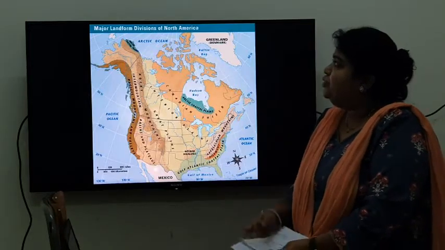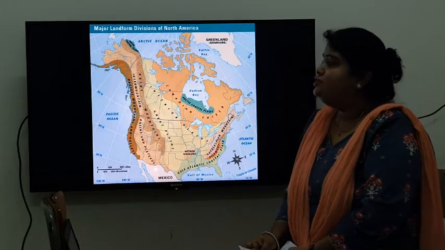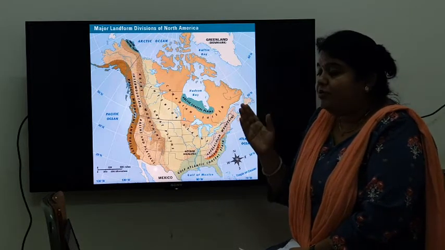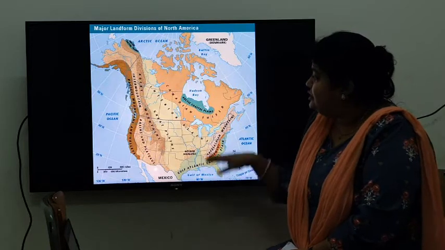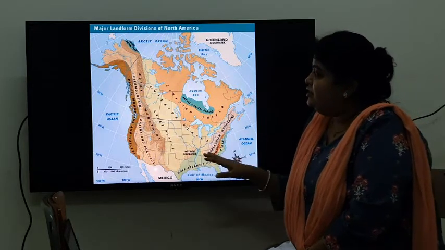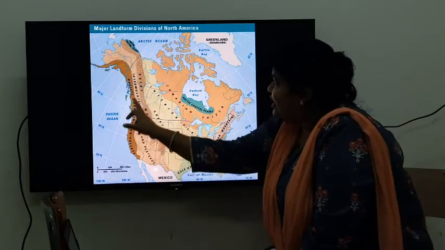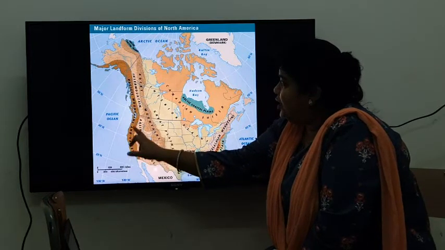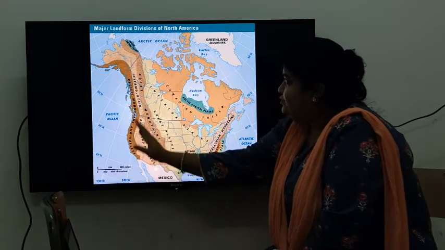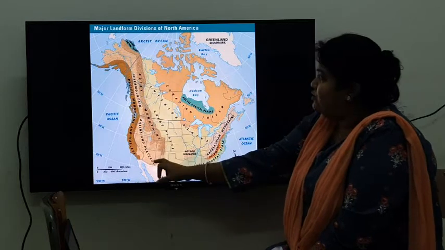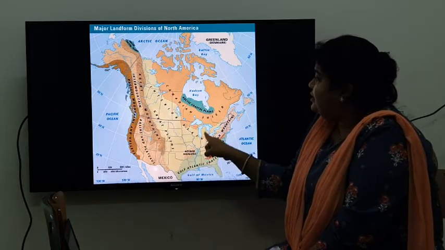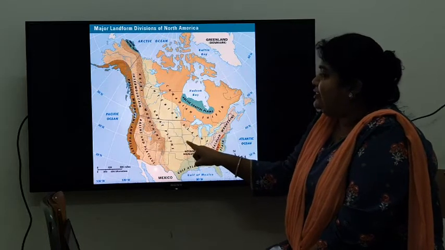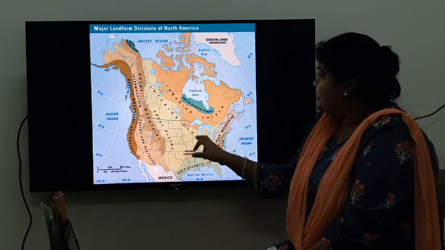You have an image showing here the major landform divisions of North America. So comparing the part 1 and part 2 sessions, this is showing you the general physical features. Towards the west we have Pacific mountain ranges and valleys. Followed by that we have intermountain plateaus and basins. Then we have Rocky Mountain ranges. Then the central part is known as Great Plains or Central Lowlands or Interior Plains.